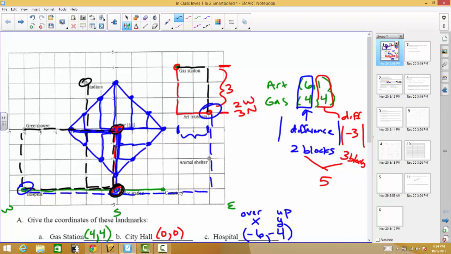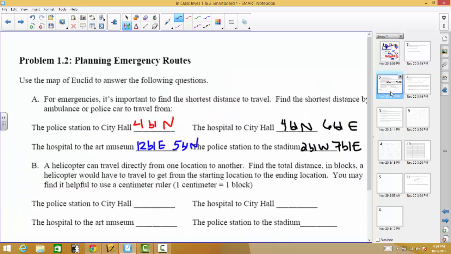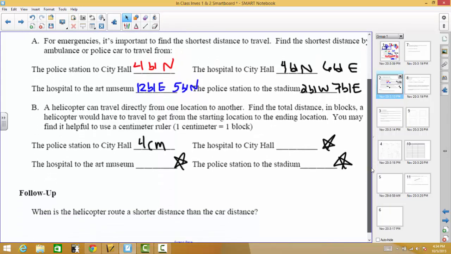So you're going to take your ruler and measure from the police station to City Hall. So this is going to be straight up 4 centimeters because we already know it's 4 blocks away. So that's just like a good test. You should get exactly 4 centimeters. And then hospital to city, the rest are all diagonal. So, you know what, let's do this in class tomorrow first thing because I feel like you're not going to have rulers in your hand. If you have them in your hand, go ahead and measure that with a ruler.